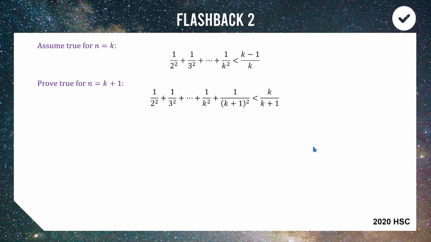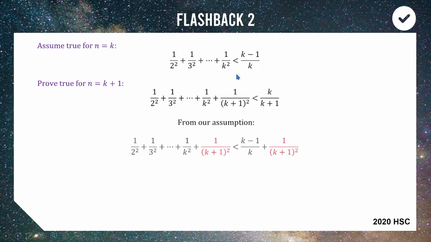Here's how we do it. We're going to take our assumption, and we're going to add to both sides 1 over (k plus 1) squared. Okay, so taking this top line and adding to both sides of it 1 over (k plus 1) squared. All right, now what we're going to try and do is play with the right-hand side and make it look like k over k plus 1, which is our target, or at least make it look bigger than k over k plus 1.